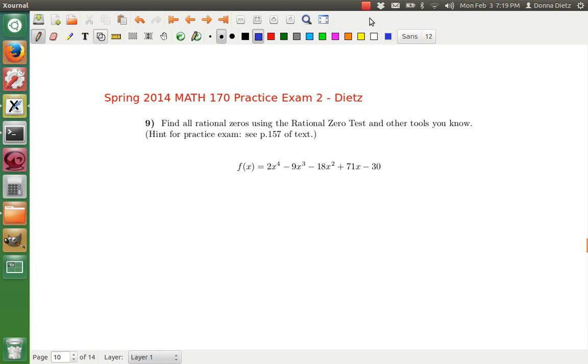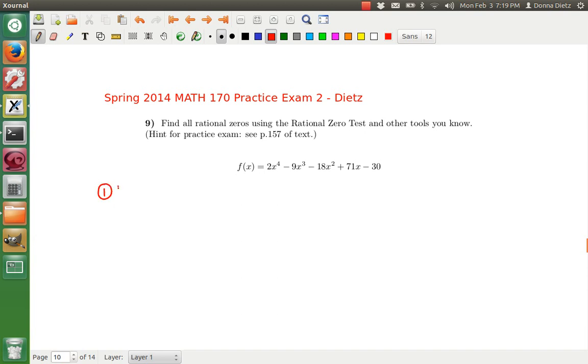Okay, so this is Rational Zero Test. This is one of the more clerically challenging tasks for this course, although it is not that exciting, I would say, but it does take a little bit of clerical follow-through.